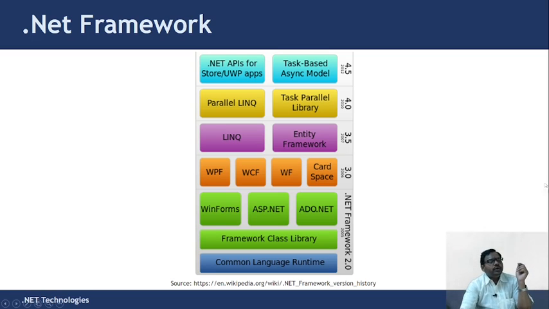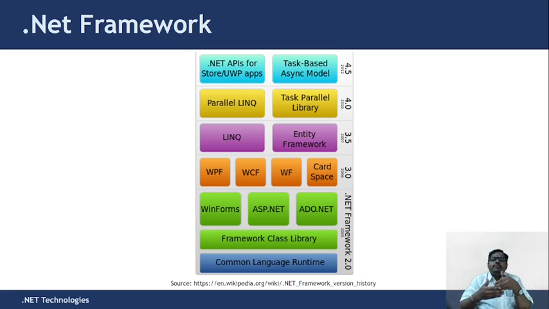As we can see here, .NET Framework 2.0. This is the basic structure that is provided with .NET Framework. In the basic structure, we can see there is common language runtime, then there is a class library, then we have Windows Forms, ASP.NET, ADO.NET. Now this is the basic structure that comes with any .NET framework.